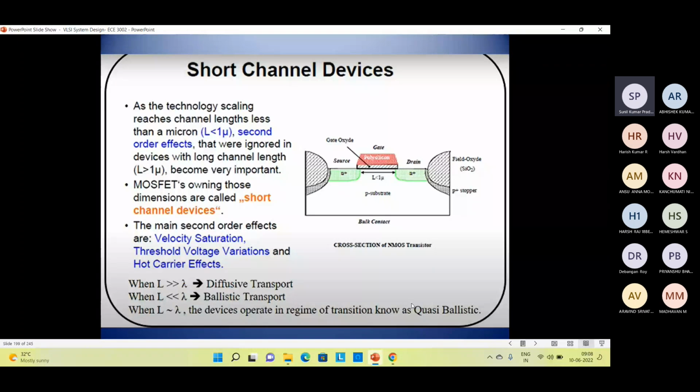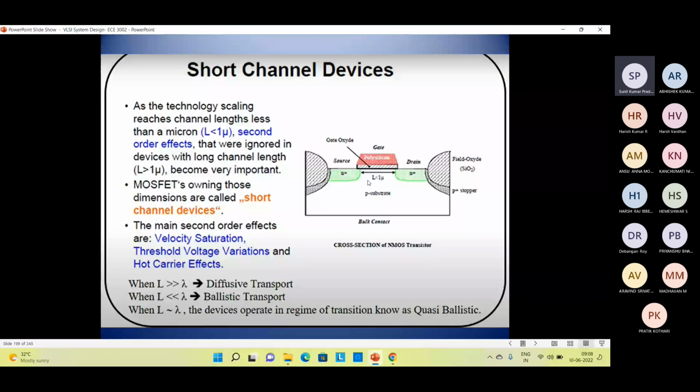Let's say L is our channel length, and lambda is our mean free path of electron. What do you mean by mean free path of electron? The average distance covered by the electron between each consecutive collision. That is our mean free path. I think you know all these things.